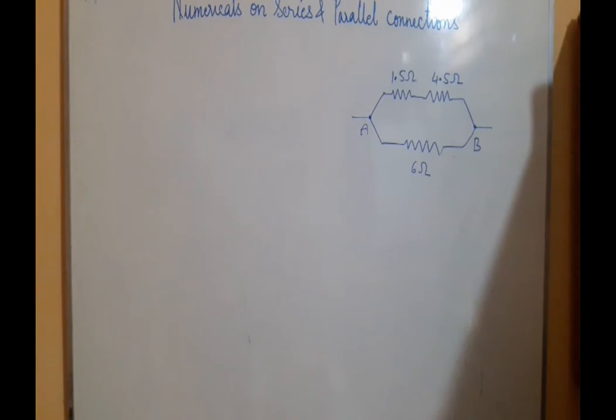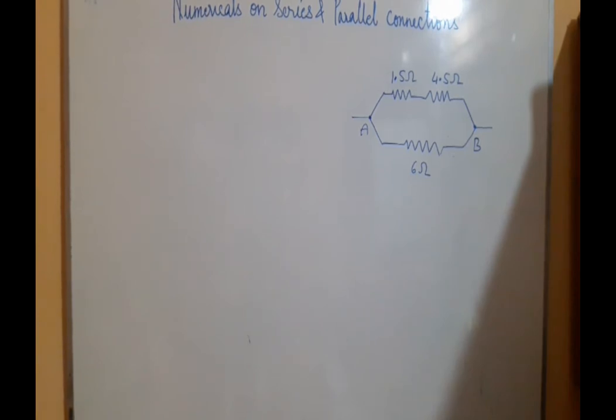Okay, in this numerical now, we are given only a part of the circuit. If you can see the points A and B, we have got one resistance of 1.5 ohm, another resistance of 4.5 ohm, and a third resistance of 6 ohm. What we are supposed to do here is find out the equivalent resistance of the circuit.